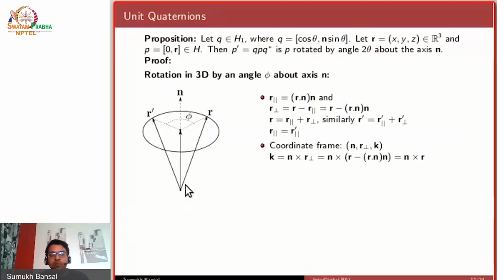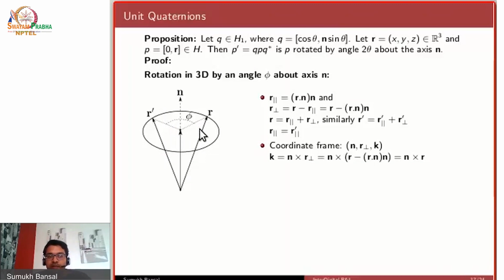Now, to prove this, we will first describe how we can explain a 3D rotation using simple algebra. And then we will show that the quaternion rotation provides us with a similar expression. So let's start with rotating a vector r by an angle phi about an axis n. So this is the vector r and we want to rotate it by angle phi.